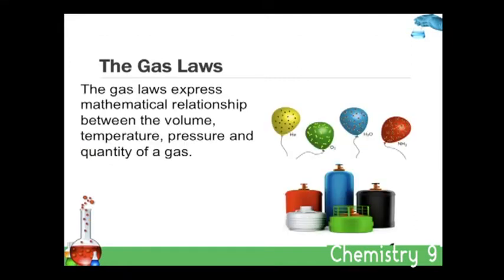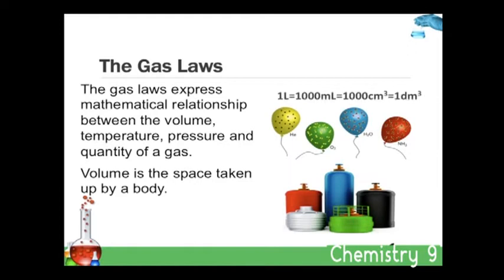The gas laws express the mathematical relationship between the volume, temperature, pressure, and quantity of a gas. Volume is the space taken up by a body. Remember, 1 liter is 1,000 milliliters, which is 1,000 cubic centimeters, which is 1 cubic decimeter.